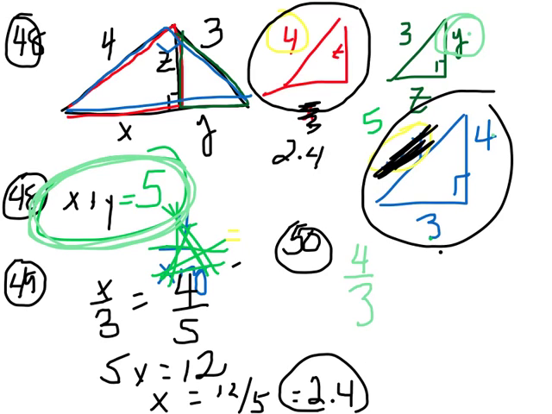You could do the proportion. You could say 4 goes to y the way that 5 goes to 3. You get the same thing, 12 over 5. 5y is 12. So you could do it with a proportion. They're both going to be the same thing. Yeah, so they're both 2.4.